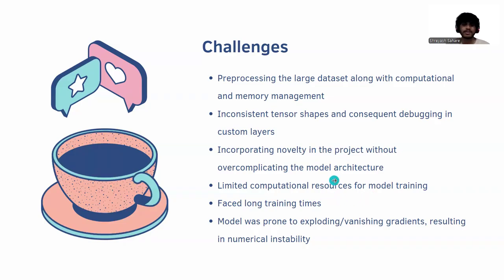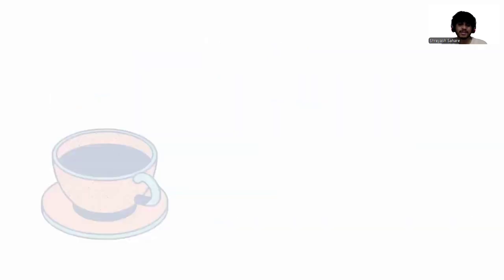Last but not the least, the model was prone to exploding or vanishing gradients, which might lead to numerical instability in cases of accuracy or losses. And I addressed this issue by using gradient clipping and initializing weights using proven methods such as uniform distributions to stabilize training.